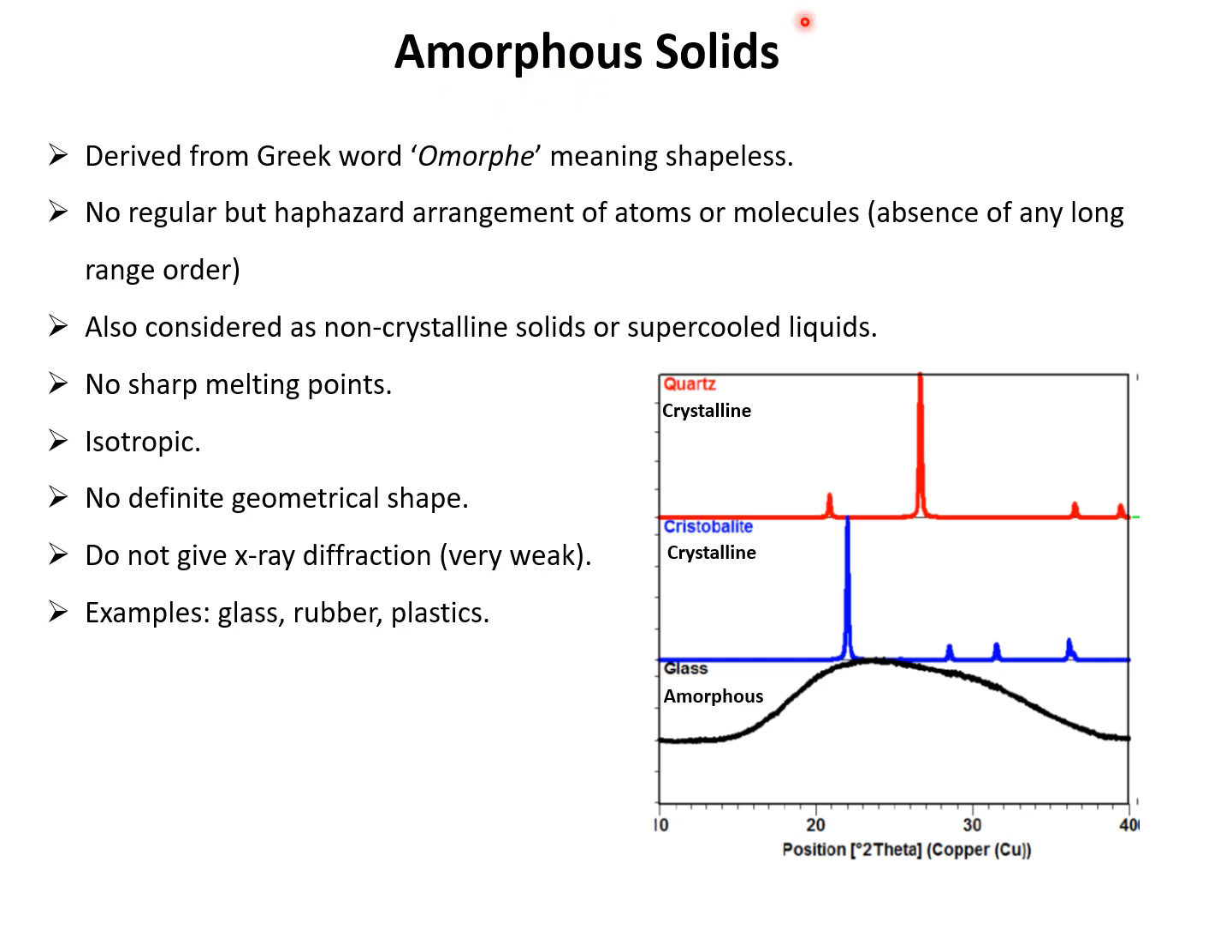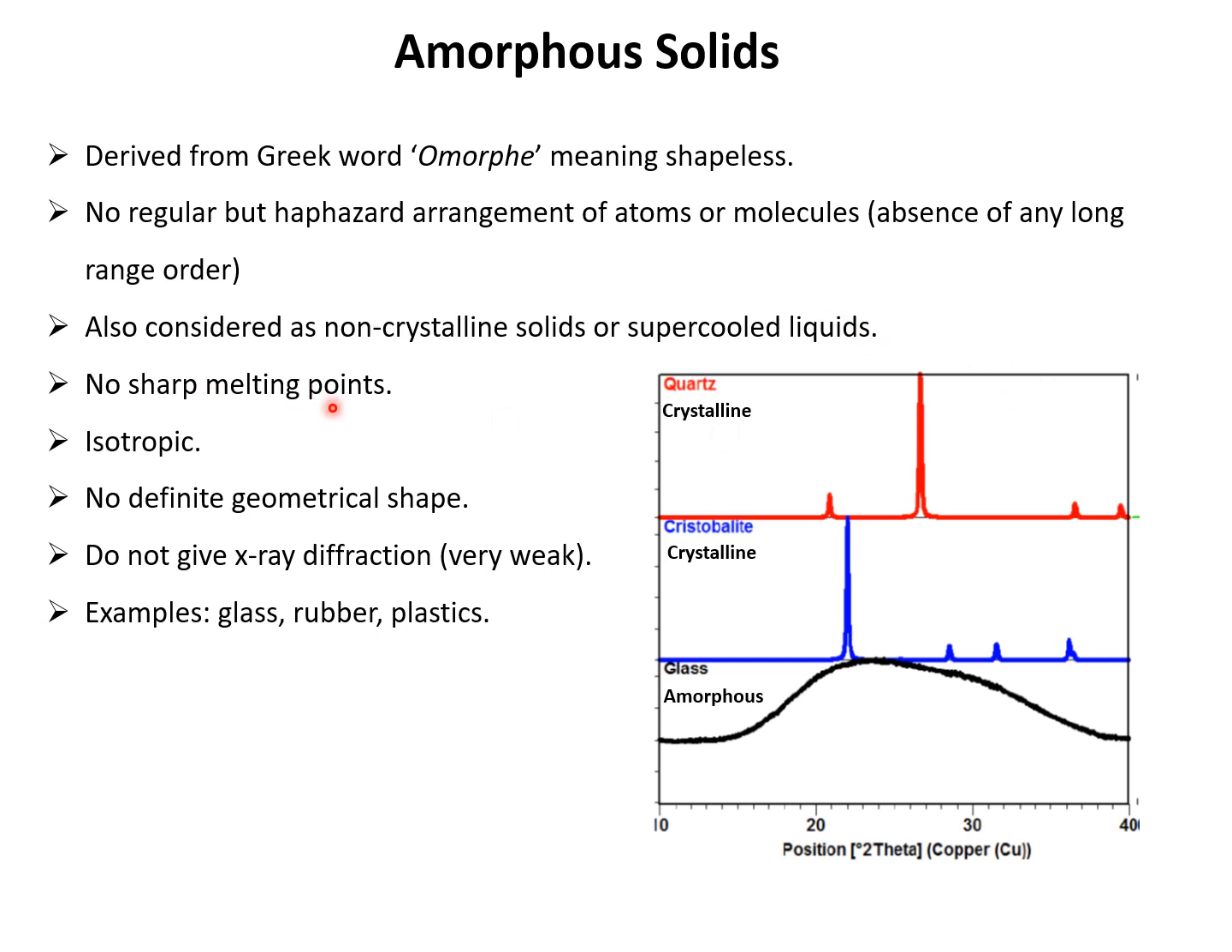Let us move on to amorphous solids. The word amorphous is derived from the Greek word amorphi, meaning shapeless. Crystalline means they have definite shape, whereas amorphous means shapeless, without any shape. So no regular arrangement of atoms or molecules, that is, absence of any long-range order. Also considered as non-crystalline solids or supercooled liquids. So what is the other name for amorphous solid? Non-crystalline, or we can call it supercooled liquids.